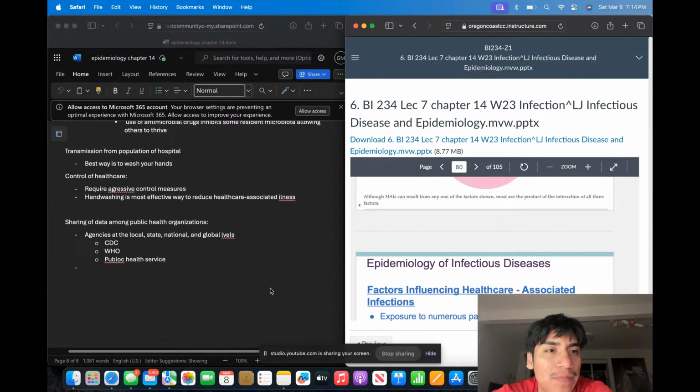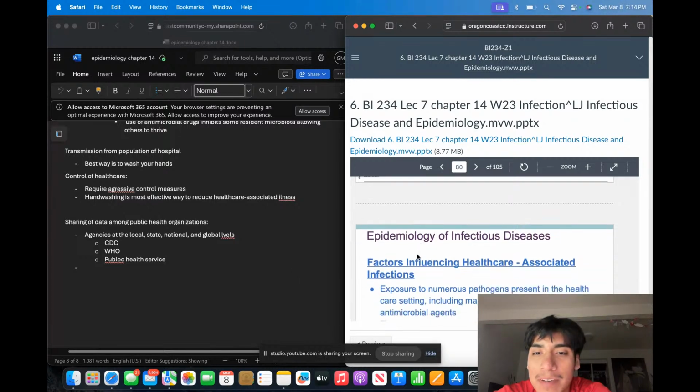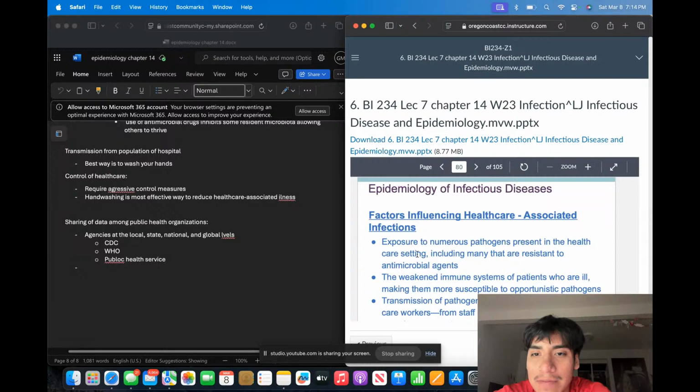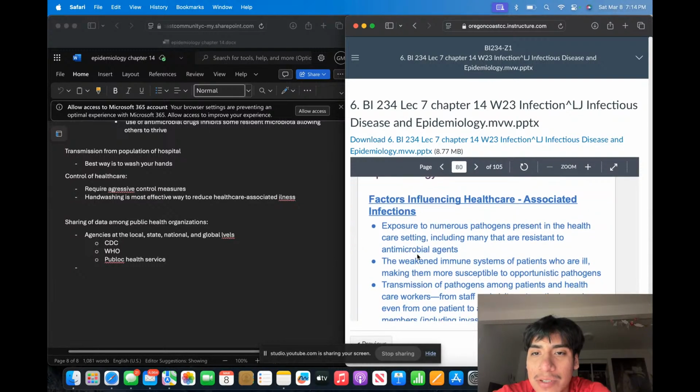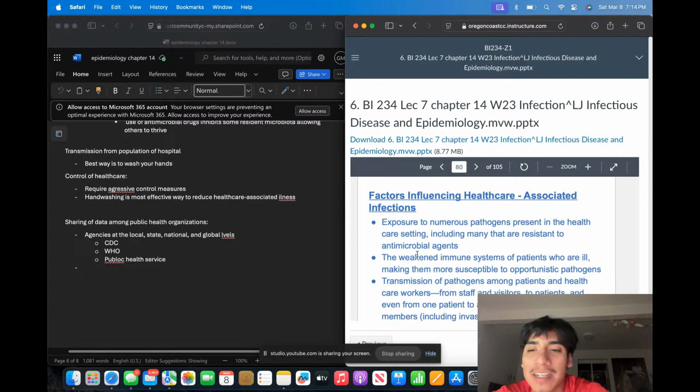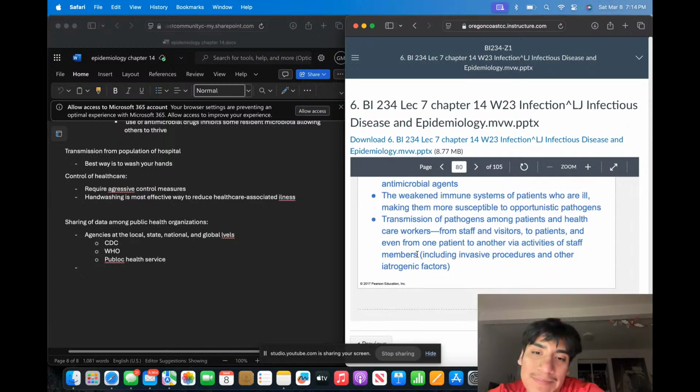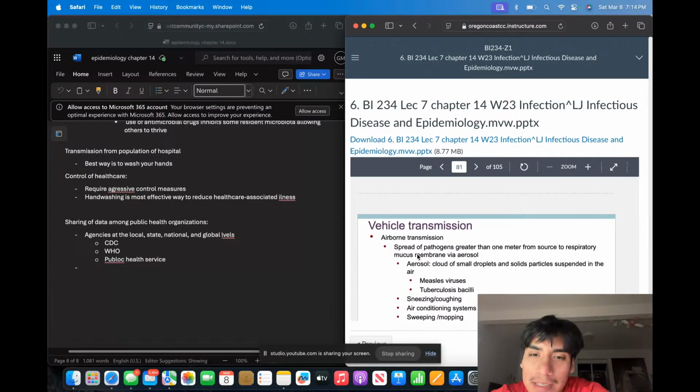That is so weird. Transmission from population of hospital. And the best way to prevent this is washing our hands. Factors influencing healthcare infections: exposure to numerous pathogens present in healthcare setting, many of which are resistant to antimicrobial agents, the weakened immune system of patients who are ill, so they're pretty susceptible to it, and transmission of pathogens among patients, healthcare staff and visitors. So yeah, basically it's getting crazy at the hospitals.